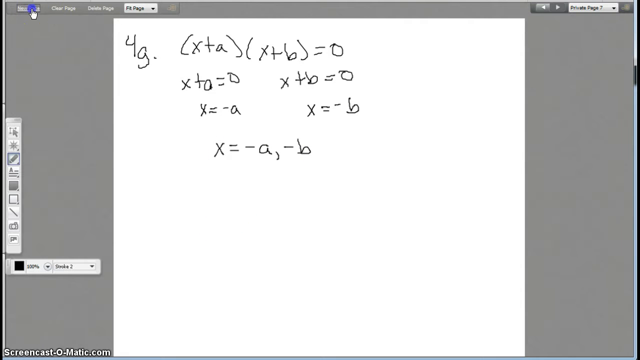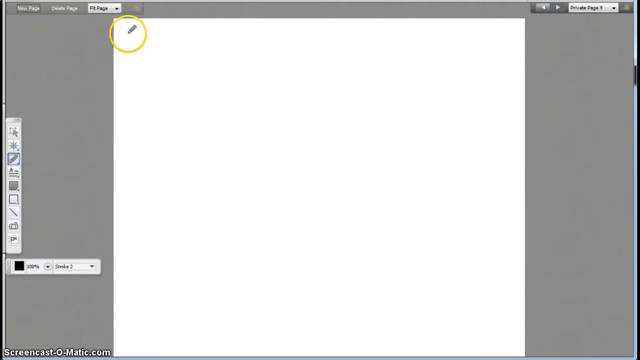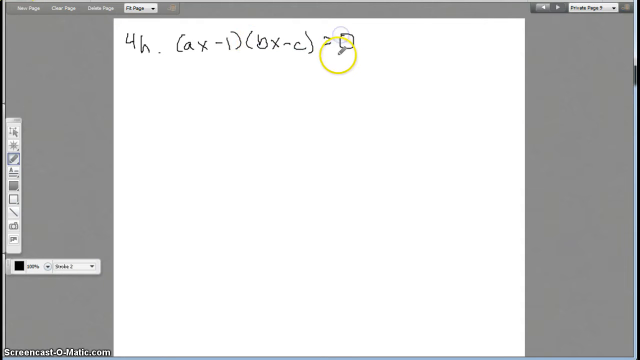Okay, let's look now at part H. Number 4, part H. The equation that we have is ax minus 1 times bx minus c. And then it doesn't say equals 0, but it does tell you in the top that each of the products make 0. So you can go ahead and write equals 0.